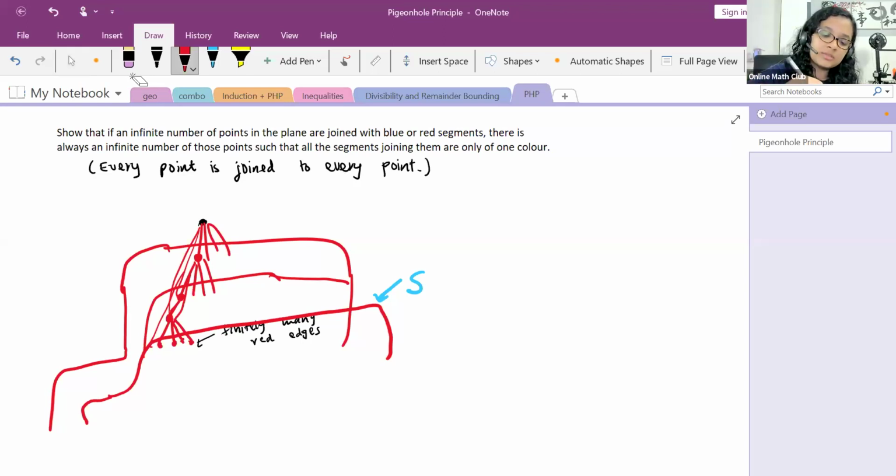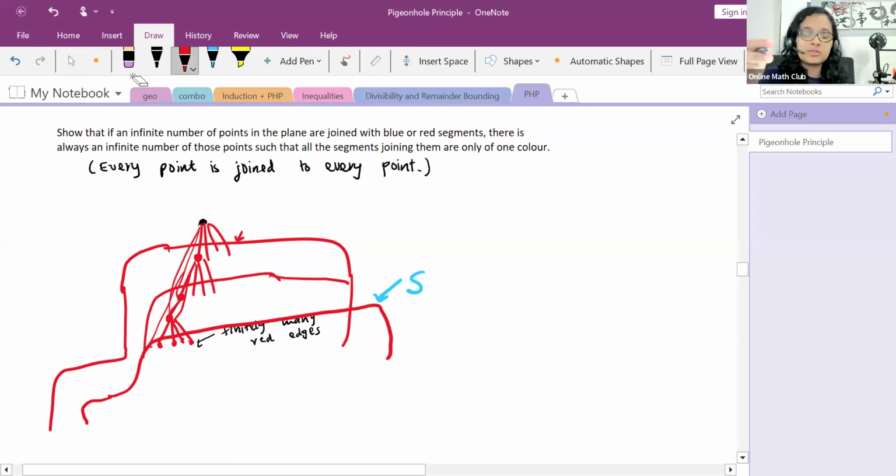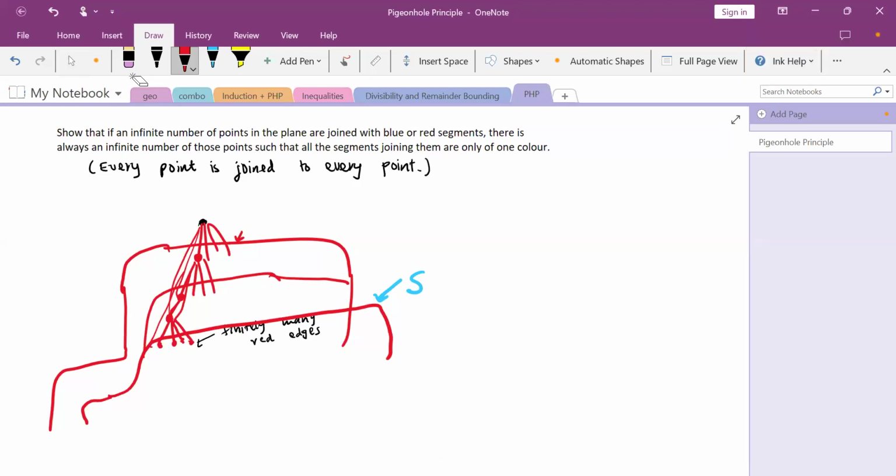So if you take all of the neighbors over here, you don't know that all of the mutual edges are red. That's why you cannot just finish it then. Okay, so every point is joined to every point with the same edge.